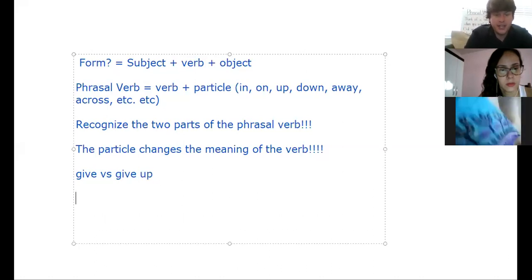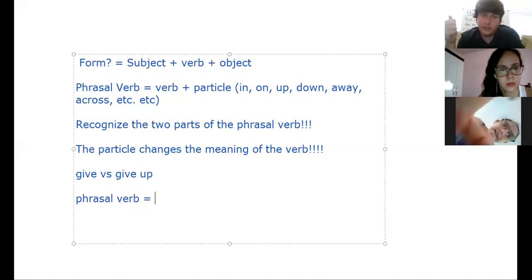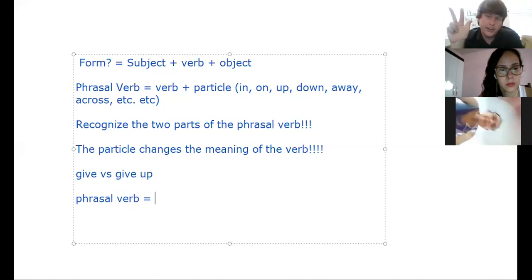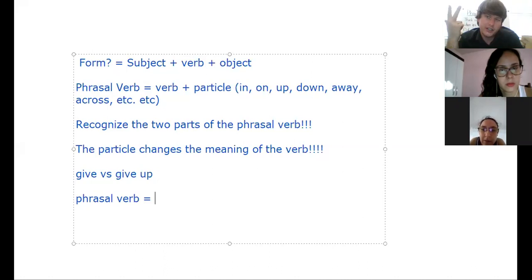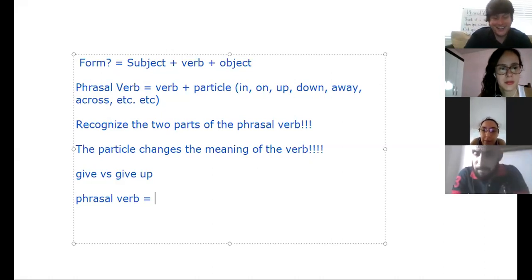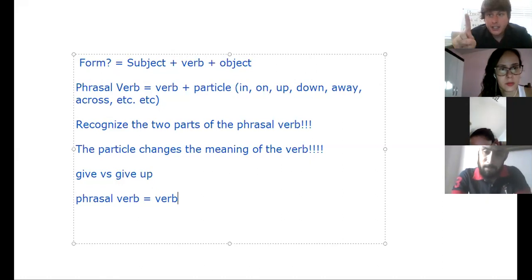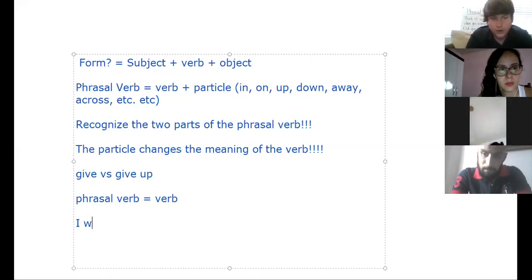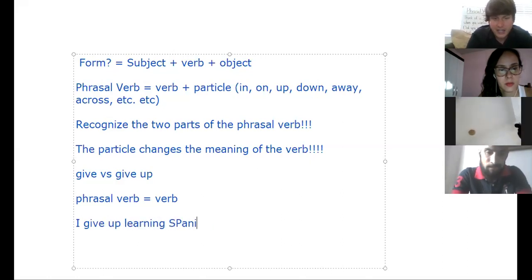So a phrasal verb. Is a phrasal verb a subject, a verb, or an object? What part is this in the form? Verb. Yeah, great. Thank you, Mohammed. A phrasal verb is a verb, right? So it functions like a verb, even though there's this other particle word on the end. So, for example, I give up learning Spanish.